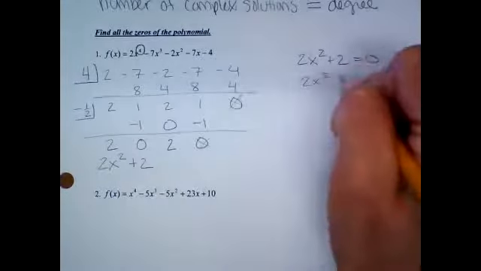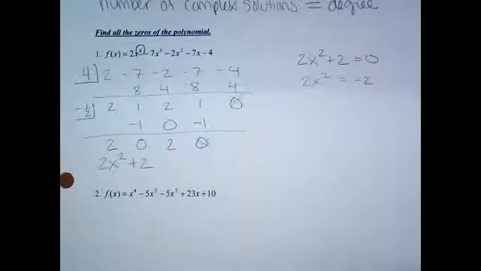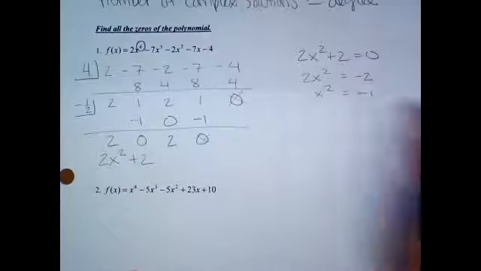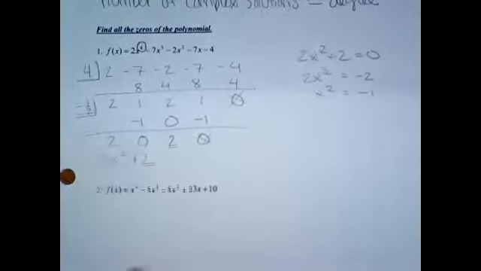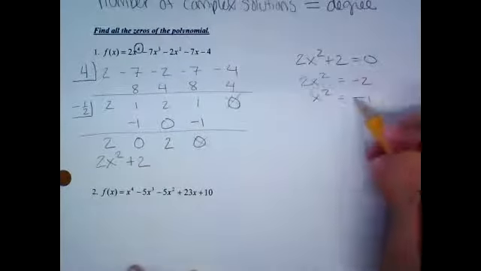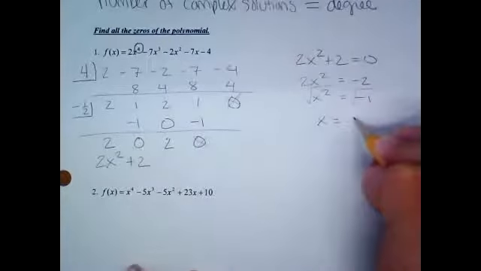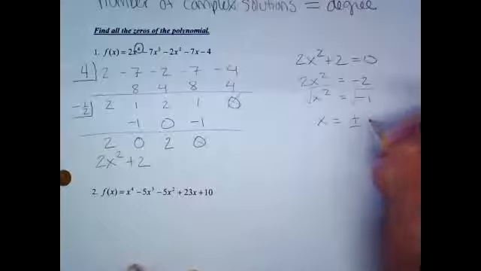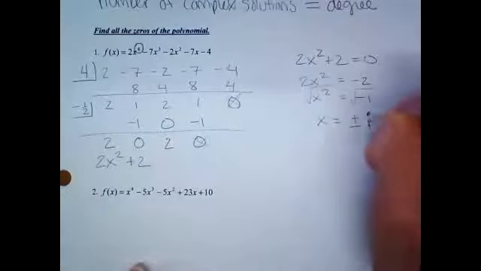Subtract 2. And then what? Divide by 2. And then last step, square root. What do you put in front? Plus and minus. Square root of -1. Yeah, it would be 1i, which I would just say i.